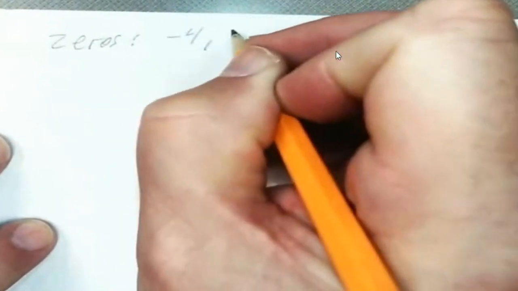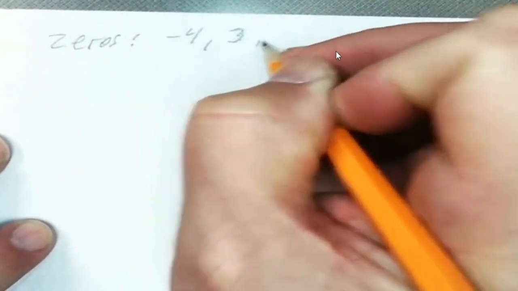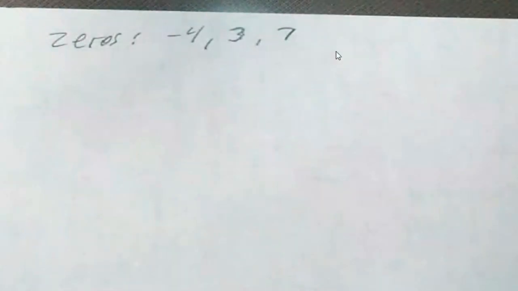Negative 4, 3, 7. That was it, right? Is it negative 4, 3, and 7? Yes, negative 4, 3, and 7. So they want to know what is the polynomial that has those zeros.